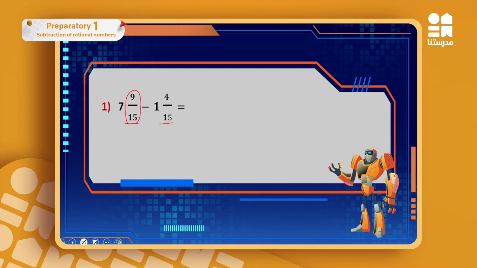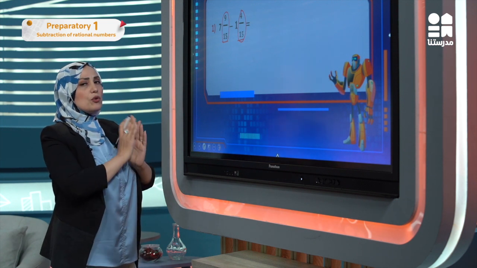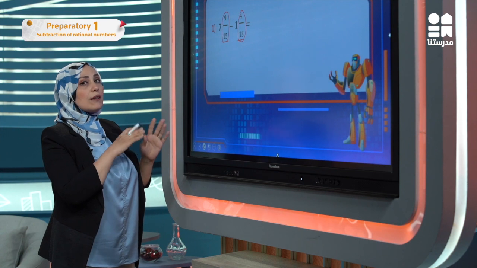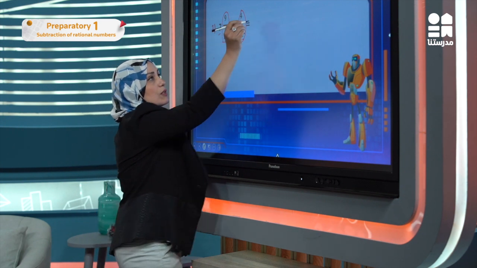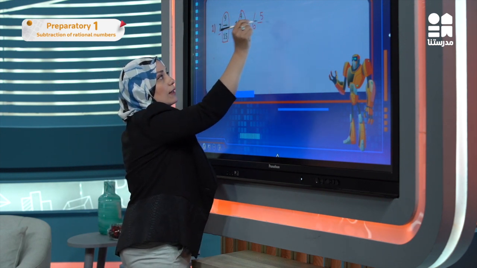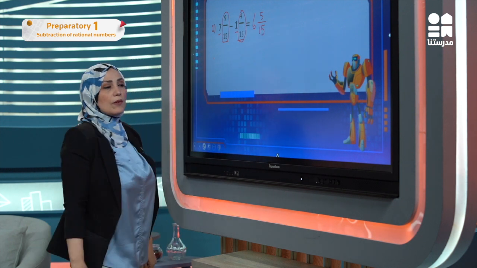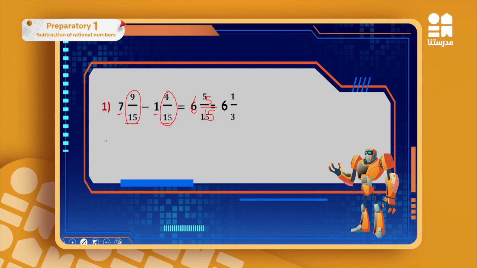لو عندنا الـ first fraction greater than the second fraction, as you can see, 9 over 15 is greater than 4 over 15, so we can subtract immediately. No need to rename, no need to subtract anything, just subtract the whole, then subtract the numerators. So 7 minus 1, which is 6, and then 9 minus 4 is 5, and keep this 15 as it is. Another one, so it's 6 and 1 third. To simplify it, by the way, here we have 5 over 15. When I divide both of them by 5 up and down, we will get 6 and 1 over 3.